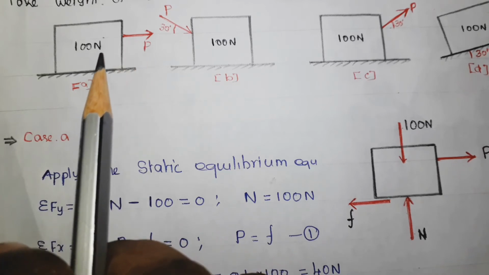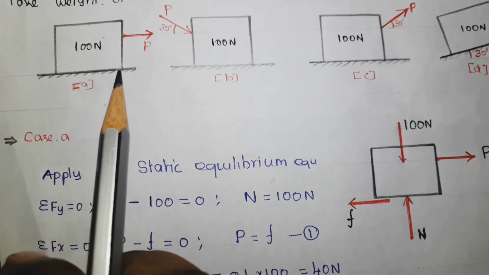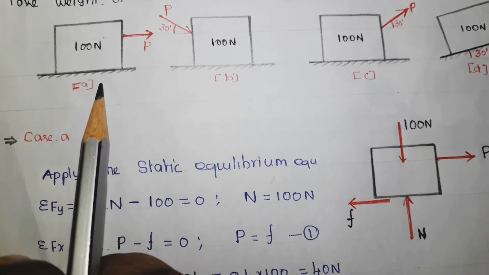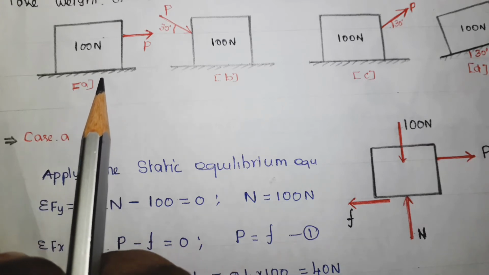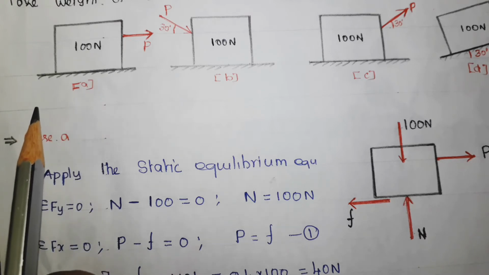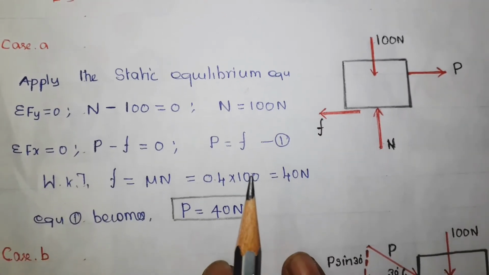More than that, this object is kept on this floor. So this surface or floor will give a normal reaction. Then it has the coefficient of friction value 0.4, so there should be a friction force that will act in the opposite direction. Now let us go and draw the free body diagram with these data.